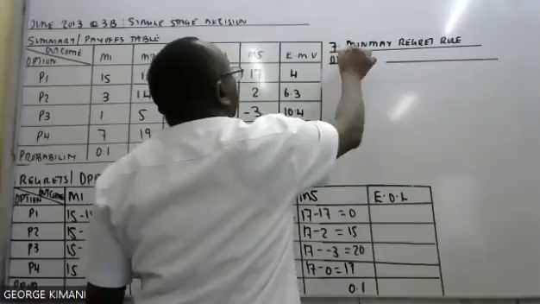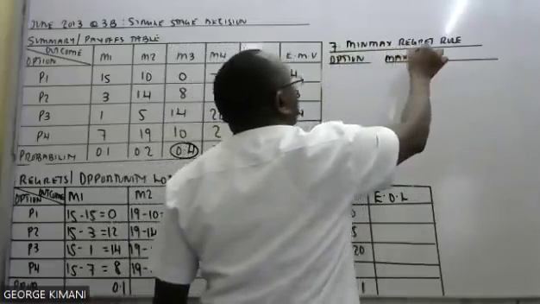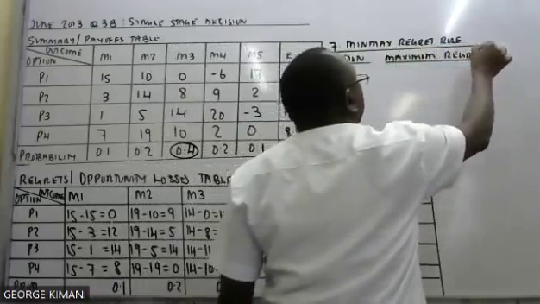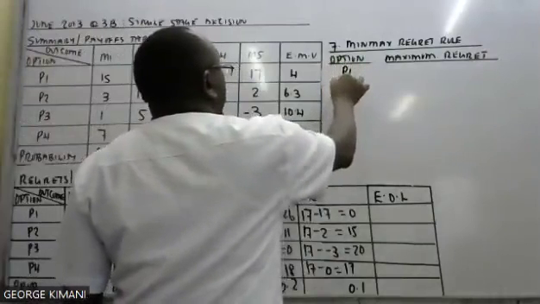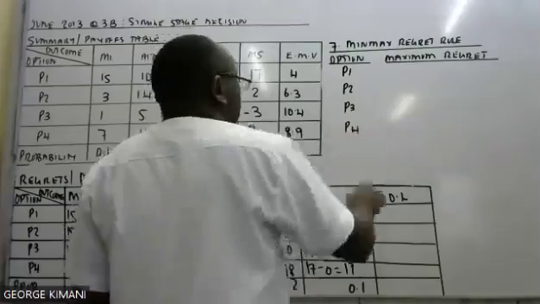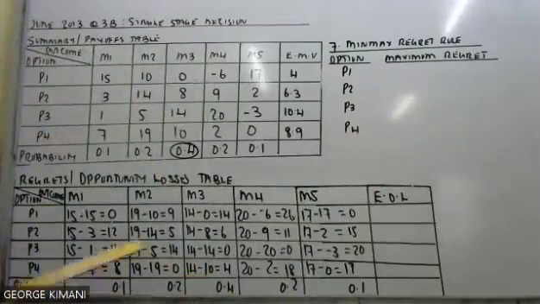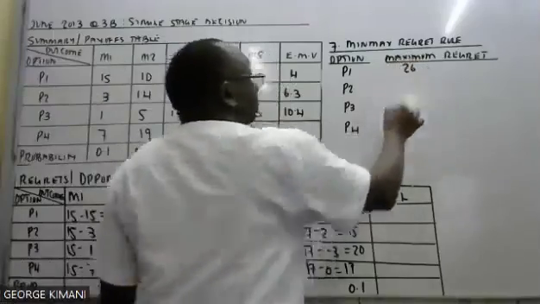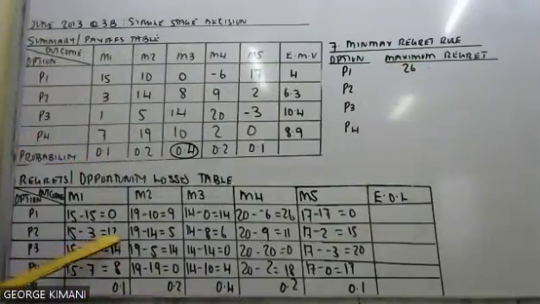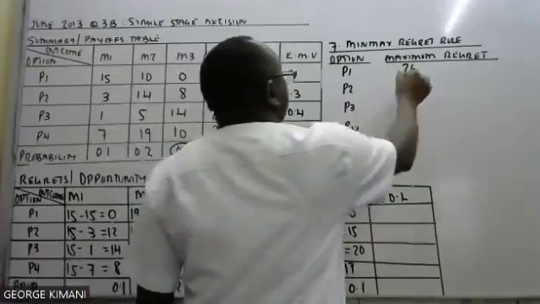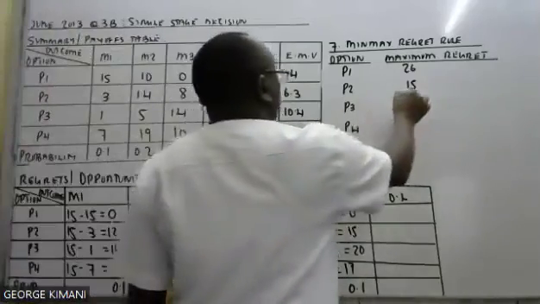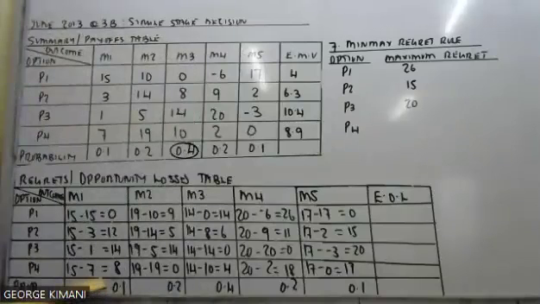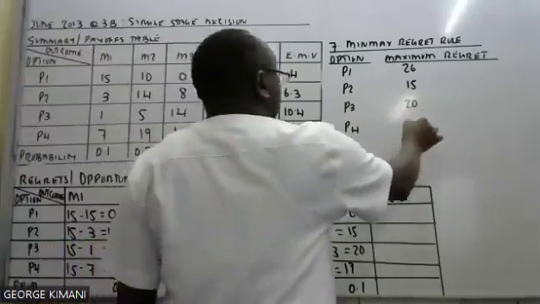So here we have the option, and then we get the maximum regret. So we have P1, P2, P3, and P4. The regrets are these ones. So going through P1, the maximum is 26. Coming to P2, the maximum is 15. Coming to P3, the maximum is 20. Coming to P4, the maximum is 18.